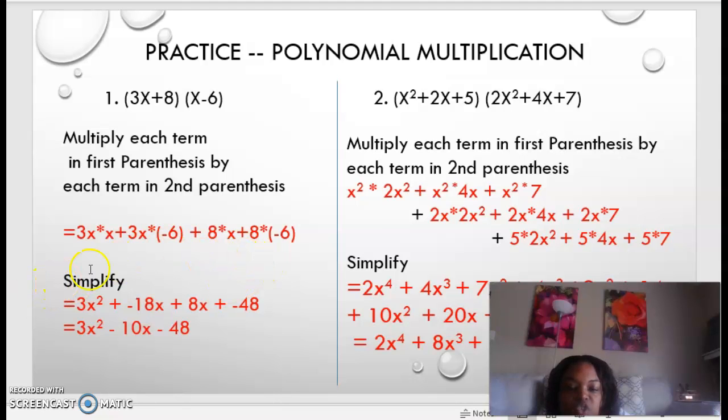So take a sheet of paper and just maybe cover up this right side over here and only focus on the left side here and look over it and see if you understand it. So here I'm just showing everything that's going to get multiplied in all the terms. So 3x times x, 3x times negative 6. Then 8 times x, then 8 times negative 6. Then I'm simplifying, combining like terms here to get my final answer of 3x squared minus 10x minus 48.